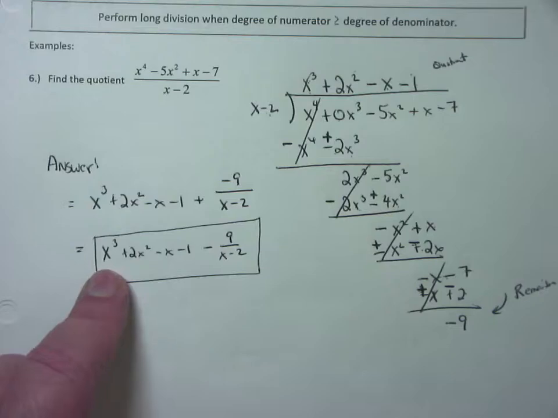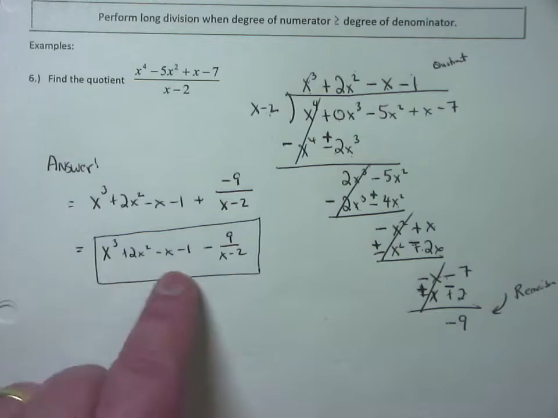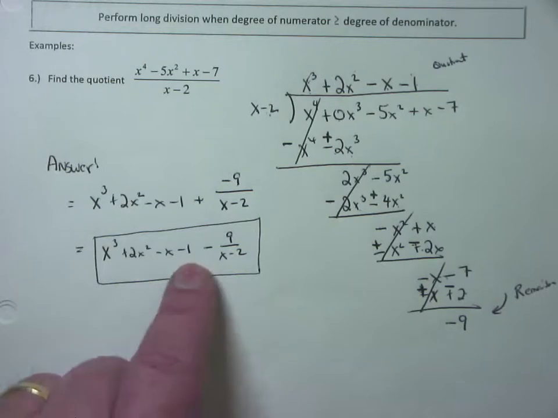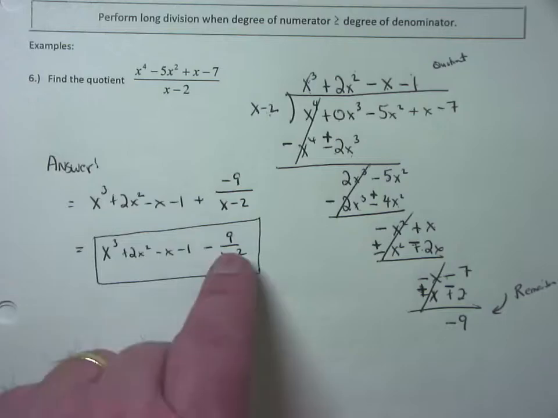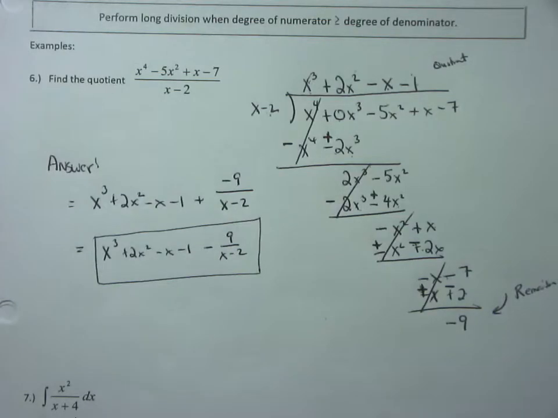Integral of x cubed is x to the fourth over 4, plus integral of 2x squared is 2x to the third over 3, minus integral of 1x is x squared over 2. Integral of minus 1 is minus x, minus 9 times the natural log of the absolute value of x minus 2, plus c. You can integrate the darn thing. But in this form, I could not have integrated. Does that make sense?